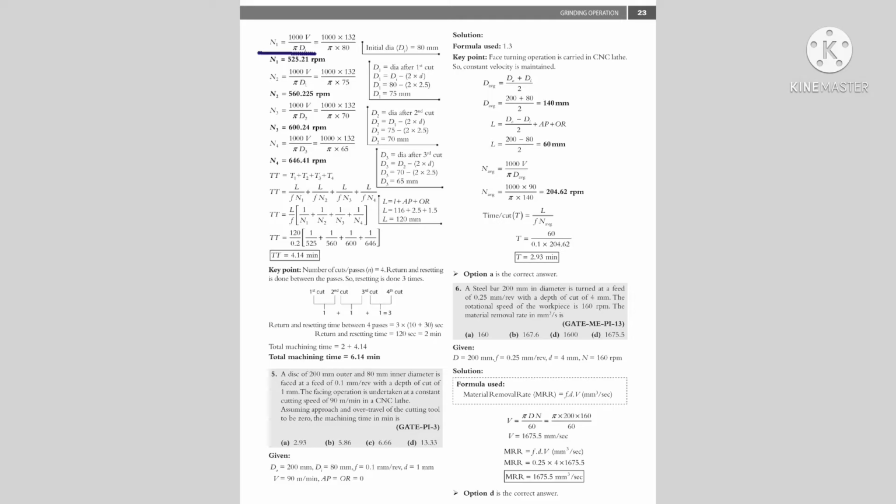Here, the diameter after the first cut is d1, which is equivalent to the initial diameter minus twice the depth of cut.